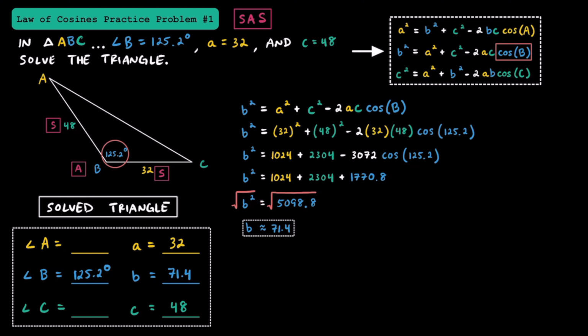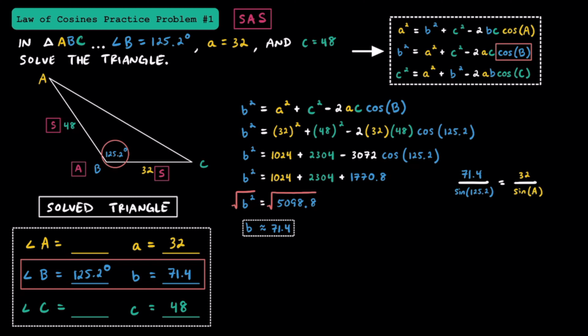Now that we have all three side lengths, as well as an angle with its corresponding side length, we can now use the law of sines to solve for the rest of the triangle. Using the law of sines, we can write the proportion 71.4 over sine of 125.2 is equal to 32 over sine of angle A. Cross multiplying, we can write the equation sine of A times 71.4 is equal to 32 times sine of 125.2. Dividing both sides by 71.4, we'll get sine of angle A is equal to 32 times sine of 125.2 all over 71.4.